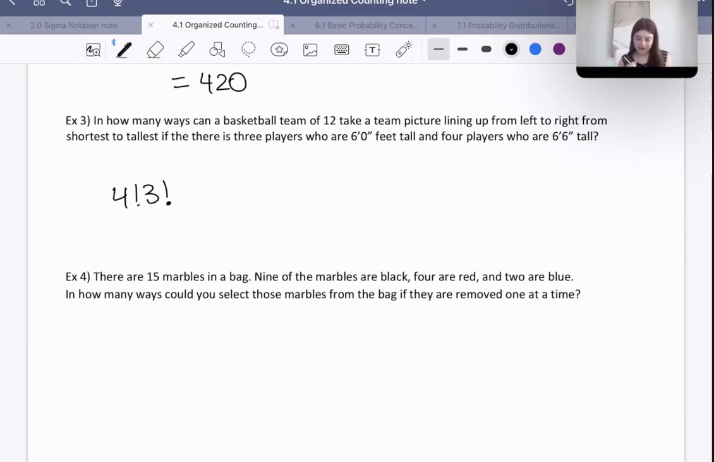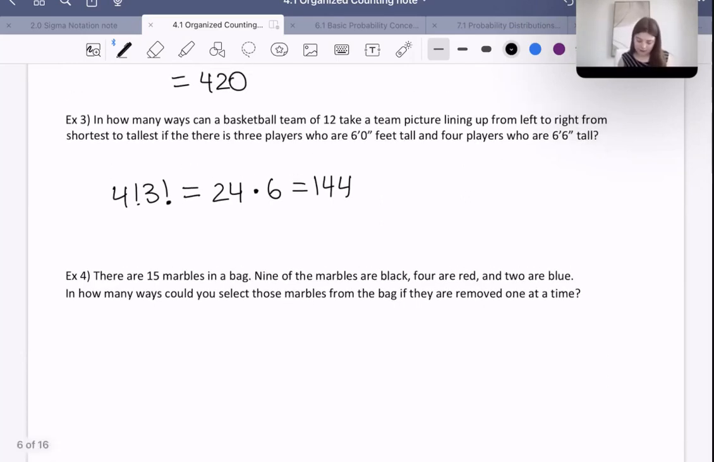So that's the answer. So therefore, we have 24 times 6, which is a good question, 144. So therefore, there are 144 ways that the team of 12 can take a team picture, lining up from left to right, from shortest to tallest, if there are 3 players who are 6 feet tall and 4 players who are 6'6" tall. Very good.